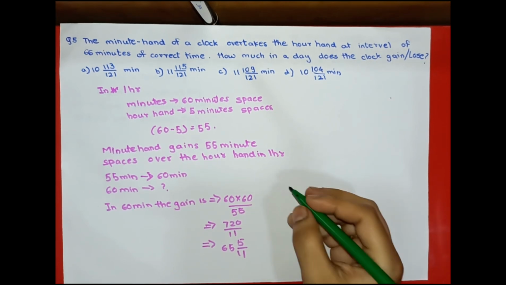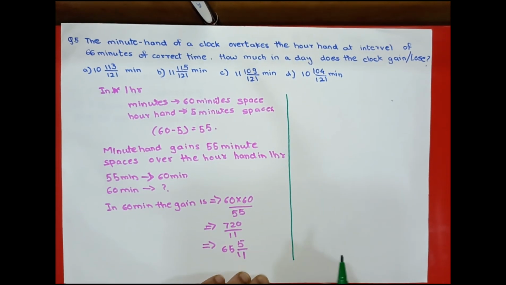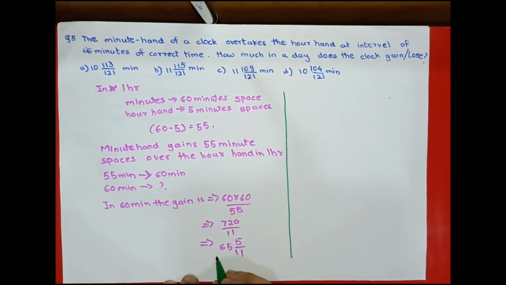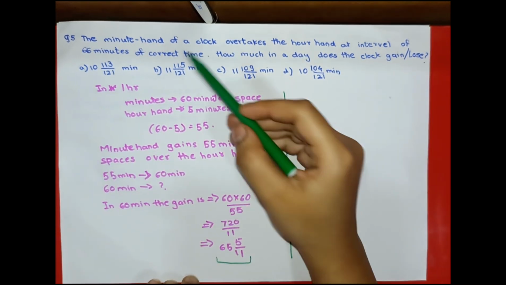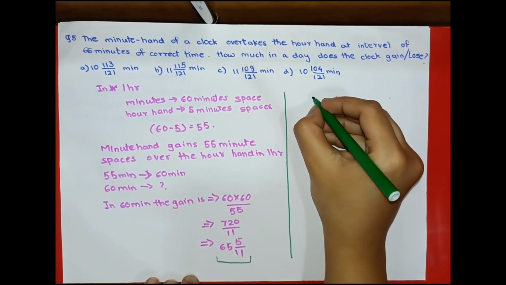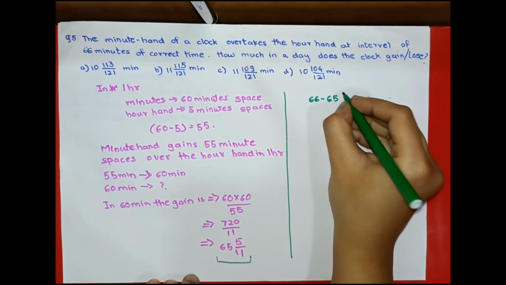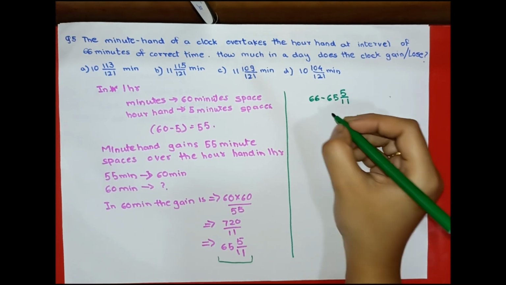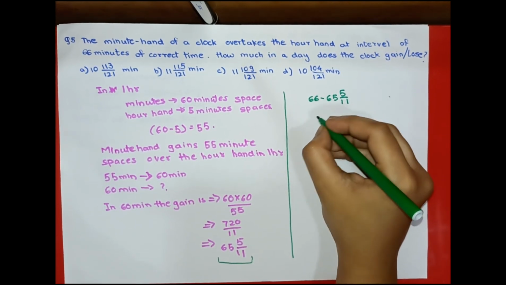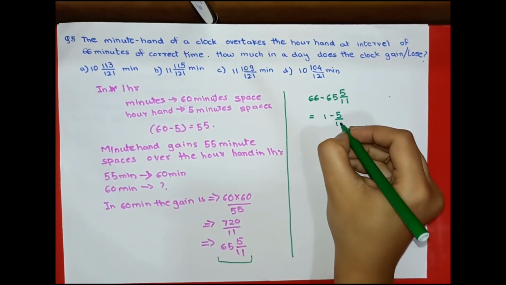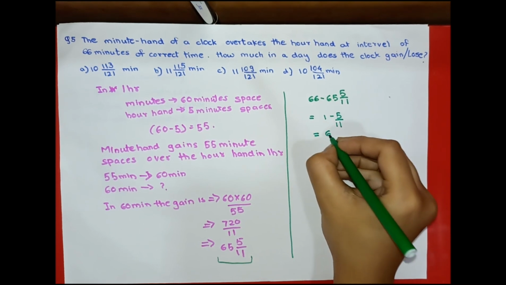Now coming to the question, it states that the clock is gaining 65 minutes spaces, but we just found out that it was supposed to gain 65 5 by 11 minutes spaces, which means it is gaining more time than it was supposed to. So let's find out how much more it is gaining. It is 66 minus 65 5 by 11. If you find the difference, you get 1 minus 5 by 11, which is nothing but 6 by 11.